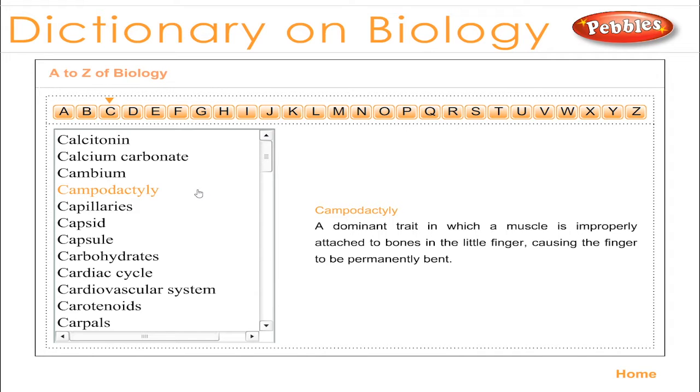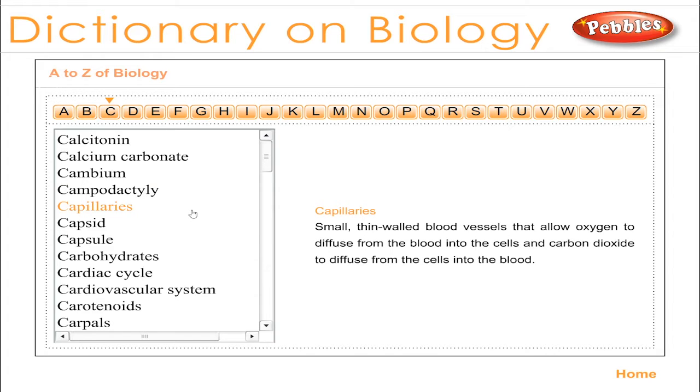Campodactyly, a dominant trait in which a muscle is improperly attached to bones in the little finger, causing the finger to be permanently bent. Capillaries, small, thin-walled blood vessels that allow oxygen to diffuse from the blood into the cells and carbon dioxide to diffuse from the cells into the blood.